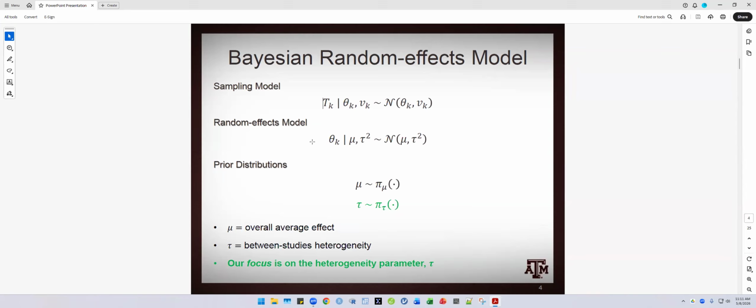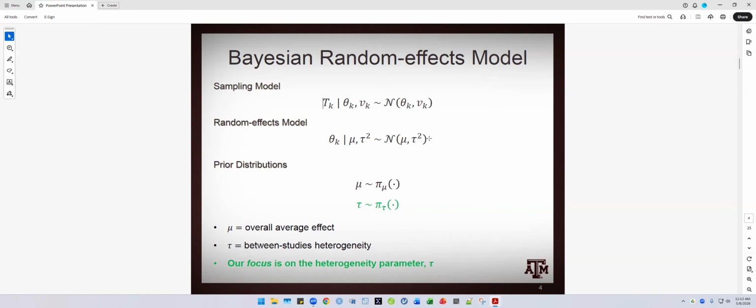At level 2, the next level is the true effect size, or theta. And so this theta, or each theta, is modeled, and I have it here as a normal distribution. It doesn't technically have to be normal. In fact, there is some work that does treat that as non-normal, but I'm going to treat it as normal with a center of mu and a variance of tau squared.